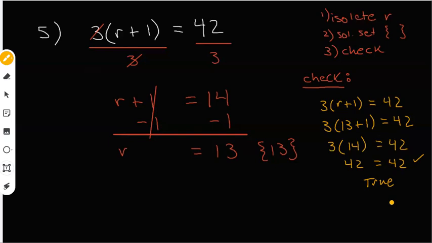Now, there is a second way that you can do this. It's not a two-step process, but it does involve the distributive property. So let's take another look at number 5. And I'm going to do that on the next slide. So another way you can do this one, I'm just going to write out the original equation first. 3 times r plus 1 equals 42.